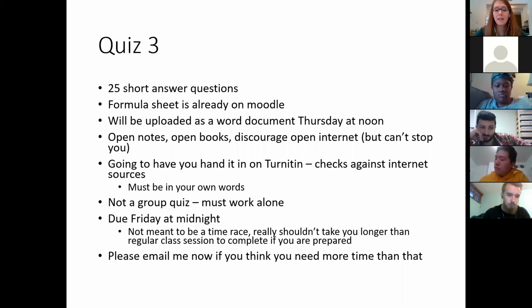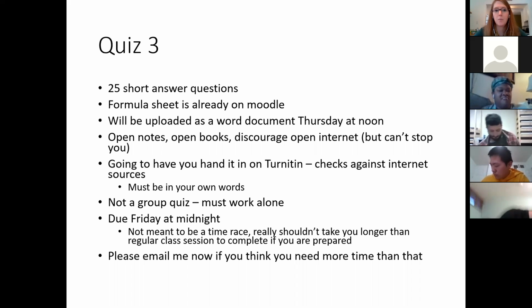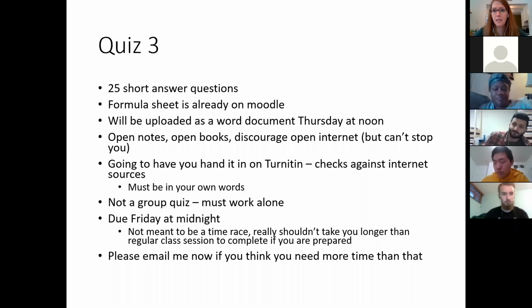I'm going to say I discourage open internet, but I'm not going to stop you if Googling something helps you figure out a question. But I will say that you're going to hand it in on Turnitin on Moodle, so it checks against internet sources, so no plagiarizing, copying, pasting from internet sources.